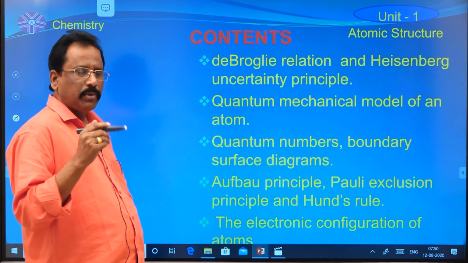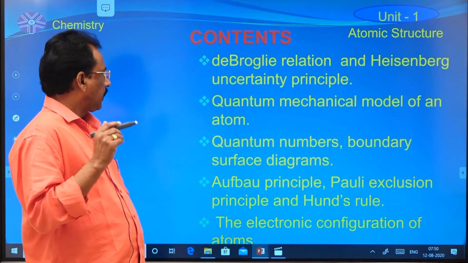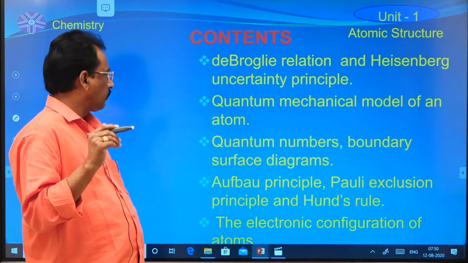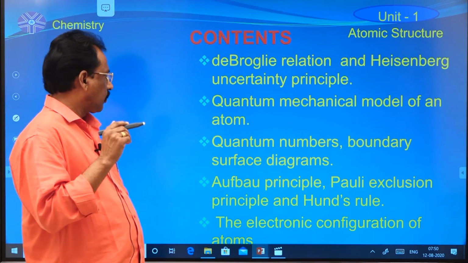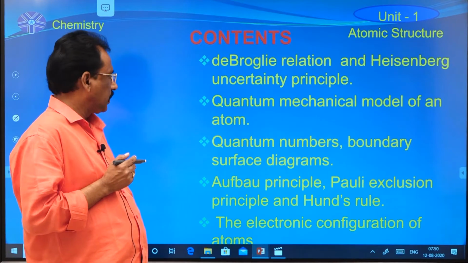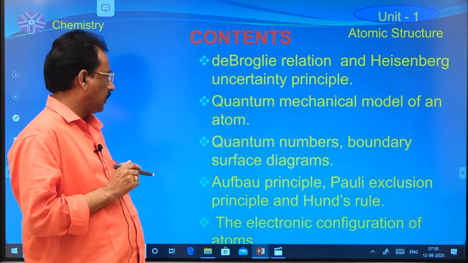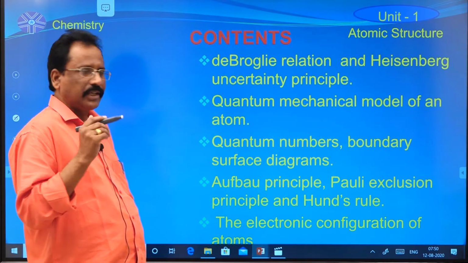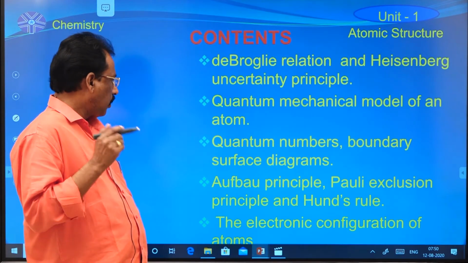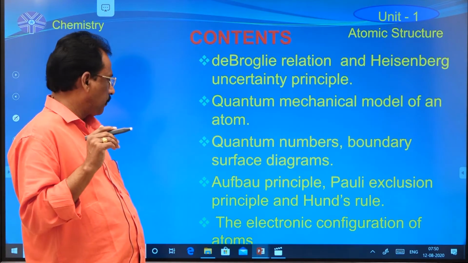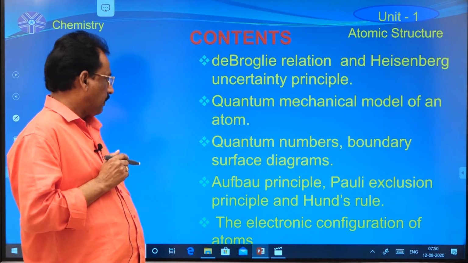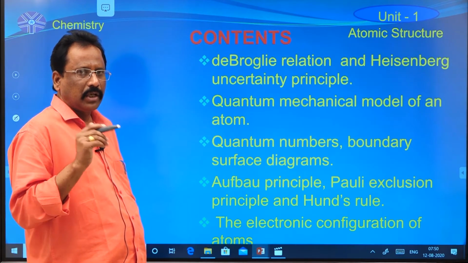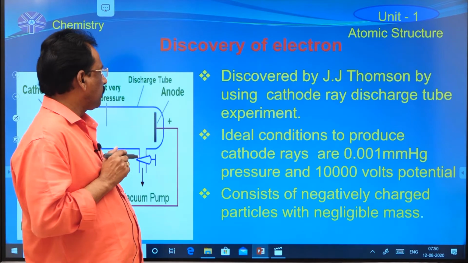After that, de Broglie's wave nature of the electron and Heisenberg's uncertainty principle, and what is the quantum mechanical model of the atom, and how this quantum mechanical model is used to determine the quantum number values of an electron. And what is Schrodinger's wave equation to determine the shapes of the orbitals, and how the Aufbau principle, Pauli's principle, and Hund's rule of maximum multiplicity are useful to write the electronic configuration of the elements in the periodic table.